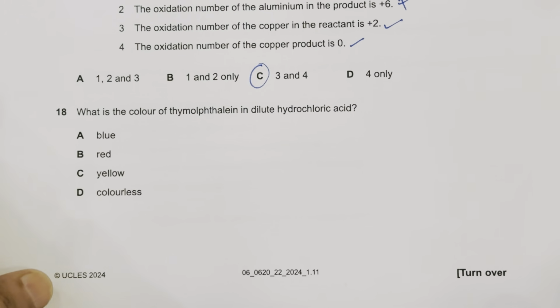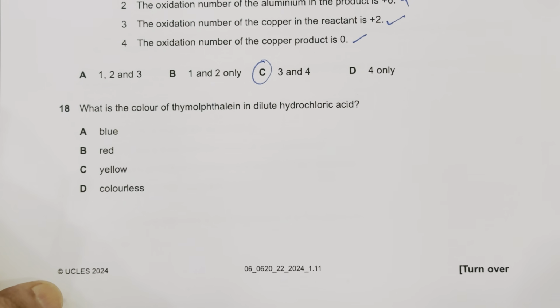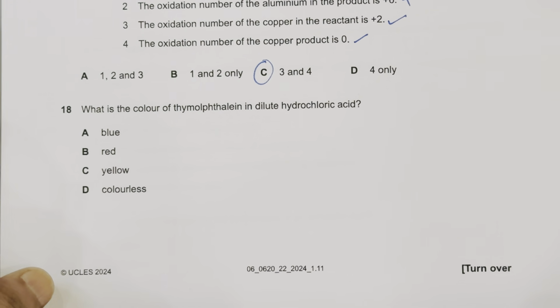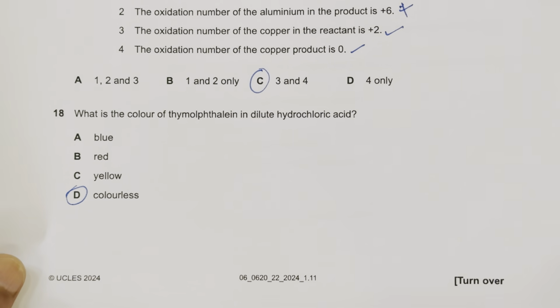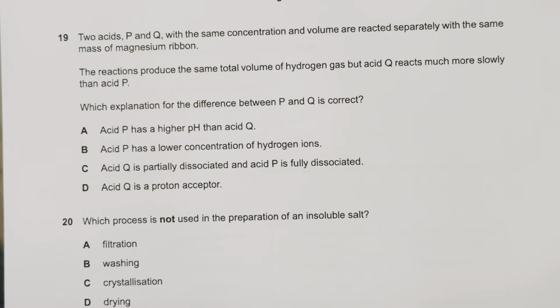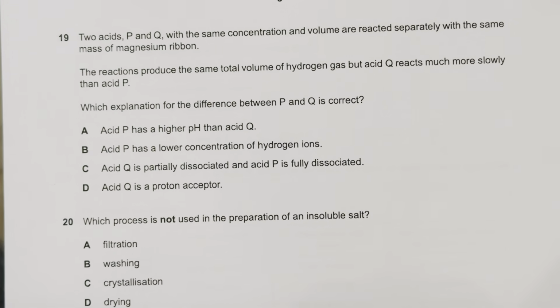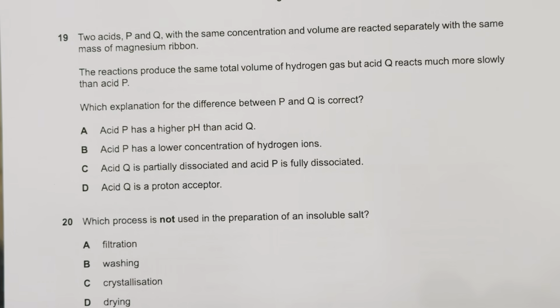Moving to question number 18, what is the color of thymolphthalein in dilute HCl, hydrochloric acid? So we know that its color would be colorless, so option number D is the right answer. Moving to question number 19, two acids P and Q with the same concentration and volume are reacted separately with the same mass of magnesium ribbon. The reaction produces the same total volume of hydrogen gas, but acid Q reacts much more slowly than acid P.